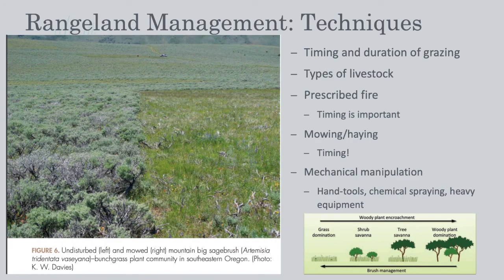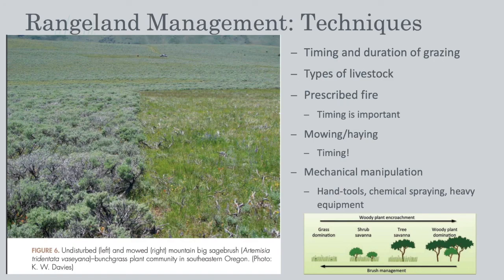As you can see on your screen here, we've got undisturbed rangeland on the left, and on the right, it has been mowed and cut down, this mountain big sagebrush in a bunchgrass plant community. This is taken from southeastern Oregon. And that is a very striking example of rangeland management in action.